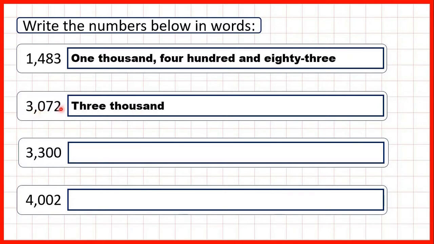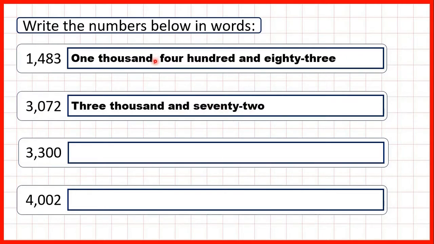Then we look at the last 3 digits of our number. This time we have 072. So this 0 tells us that we don't have any hundreds in our number. So we can just write and 72.